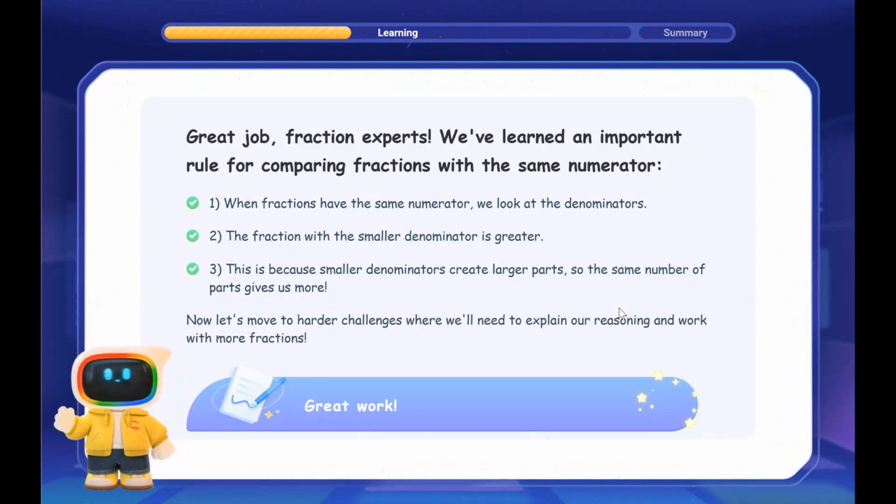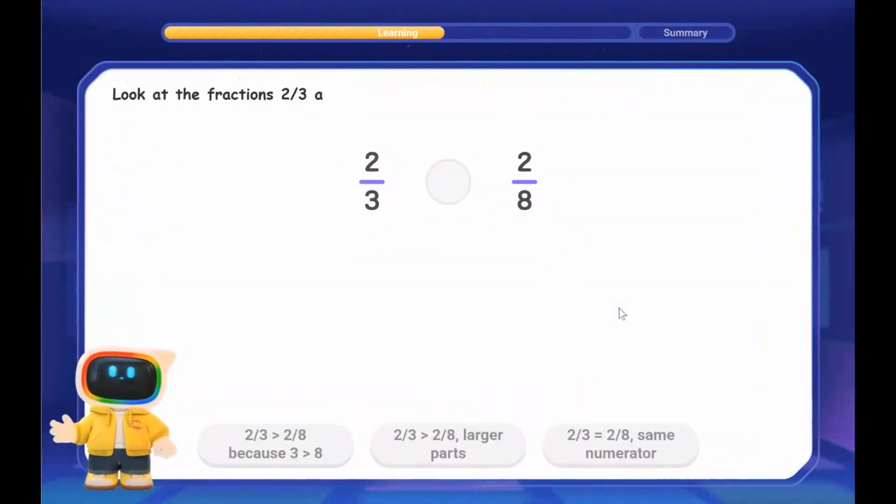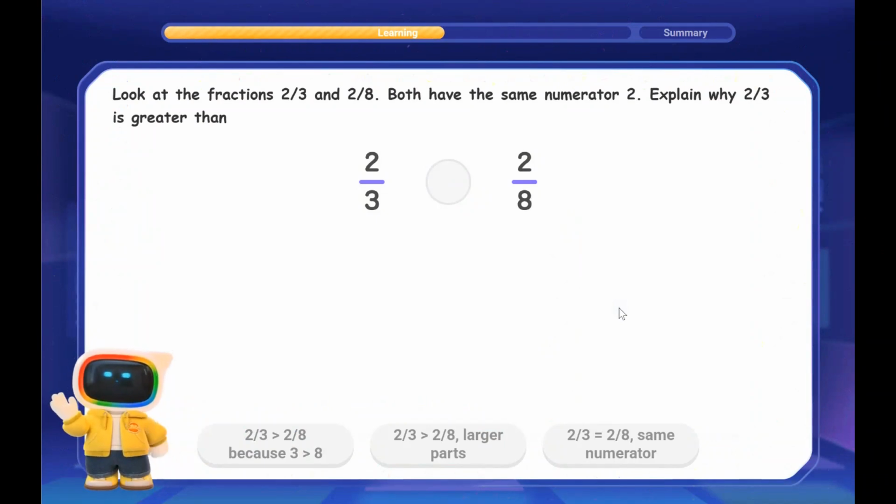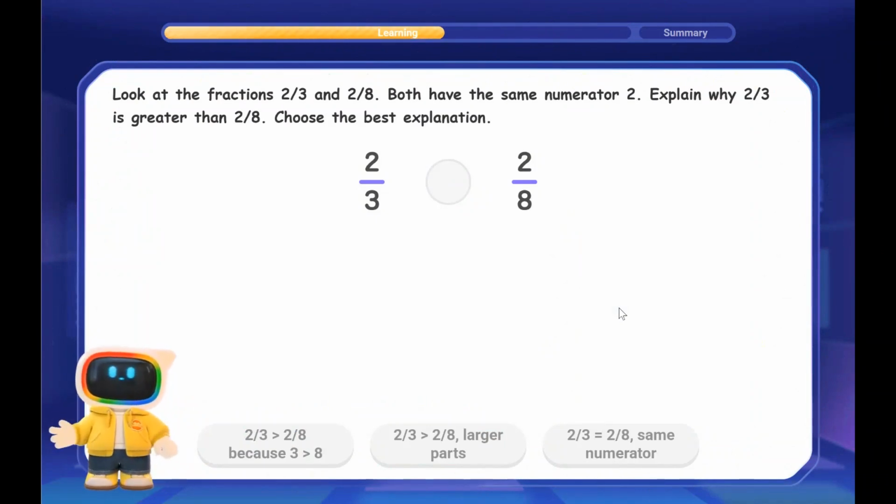Now let's move to harder challenges where we'll need to explain our reasoning and work with more fractions. Look at the fractions 2/3 and 2/8. Both have the same numerator 2. Explain why 2/3 is greater than 2/8. Choose the best explanation.